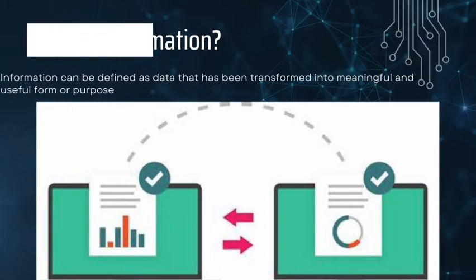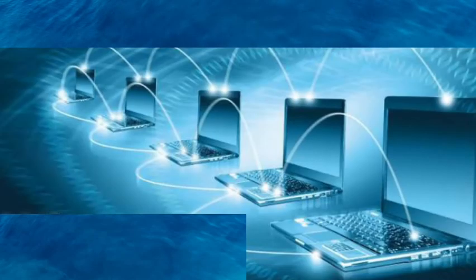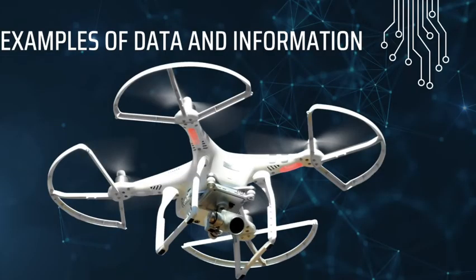Also, when you talk about information, there is no hard and fast rule for determining when data becomes information. A set of letters and numbers may be meaningful to one person, but may have no meaning to another.